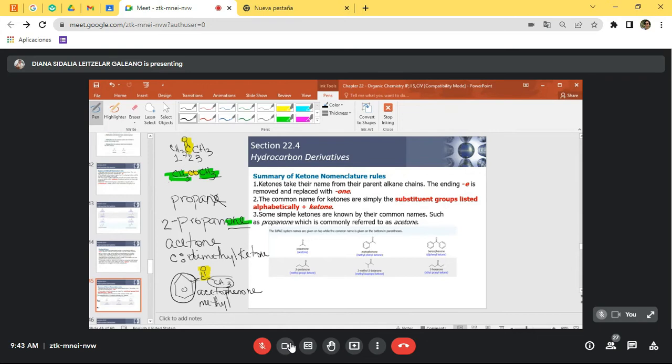Okay, the benzene as a substitute is known as phenyl. And the word ketone because we use the carbonyl group in the middle of the molecule.